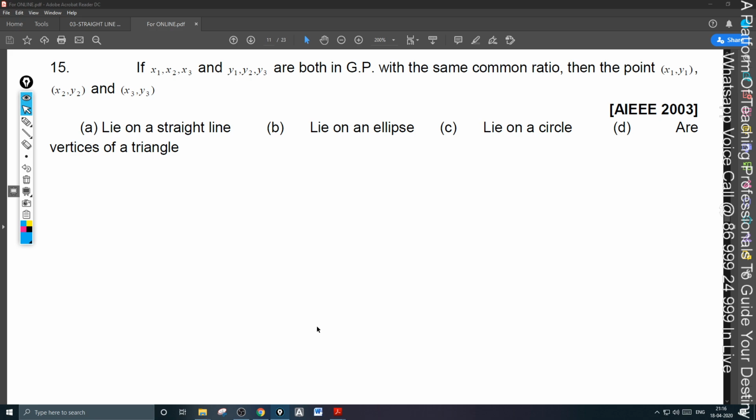then x1, y1, x2, y2, x3, y3 lie on a straight line, on an ellipse, lie on a circle or are vertices of a triangle.